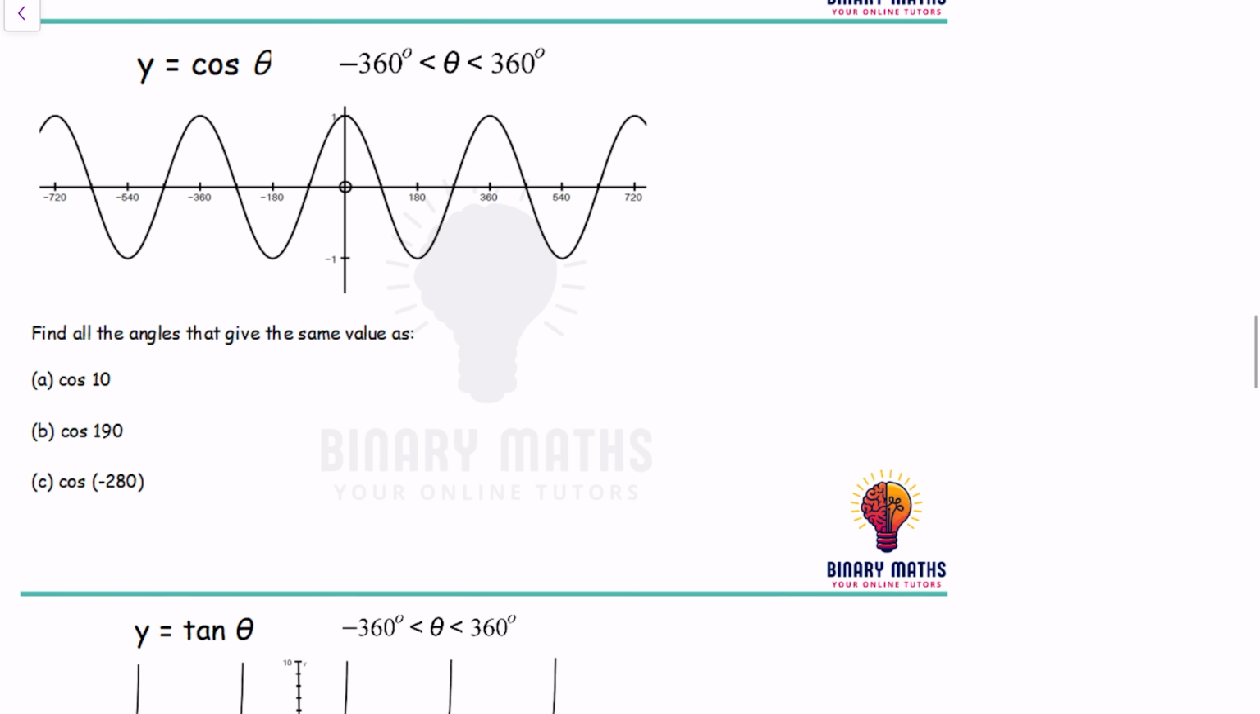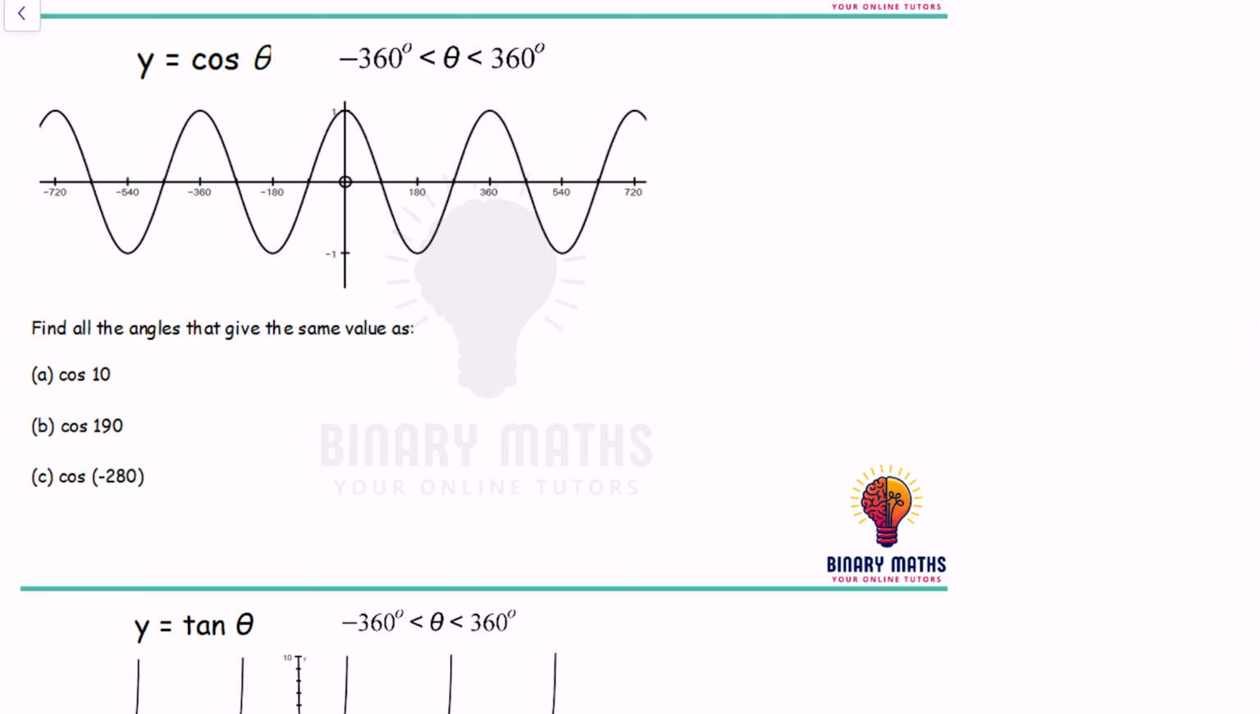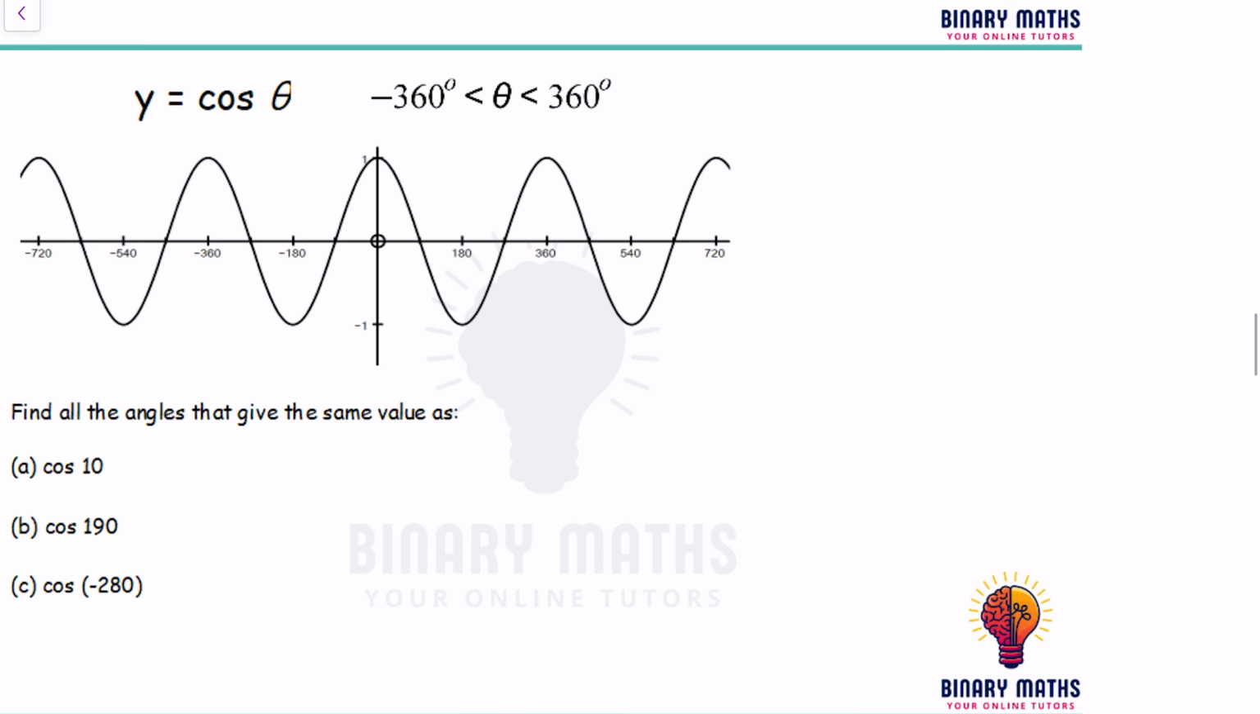Okay, cosine graph. First, cosine of 10: find all the angles that have the same value as cosine 10 between minus 360 and 360. So cosine 10 will be somewhere here. So this is 10.